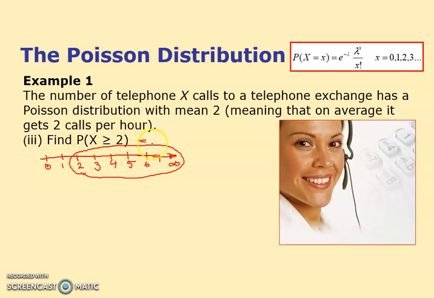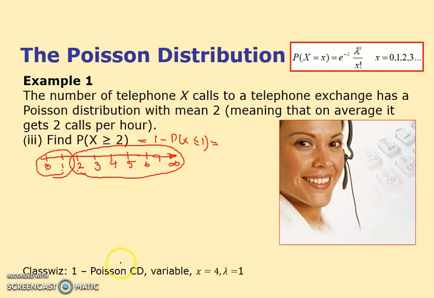There is a button that does less than a number. I don't want 0 and I don't want 1; I want all the others. The trick is to do 1 minus the probability that x is less than or equal to, not 2, but 1, because I want 2 and upwards. So I don't want 0, I don't want 1, I want all the others. Again, I'm going to cheat on my calculator. I'm going to do Poisson CD, type this into my calculator, and then do 1 minus at the end.